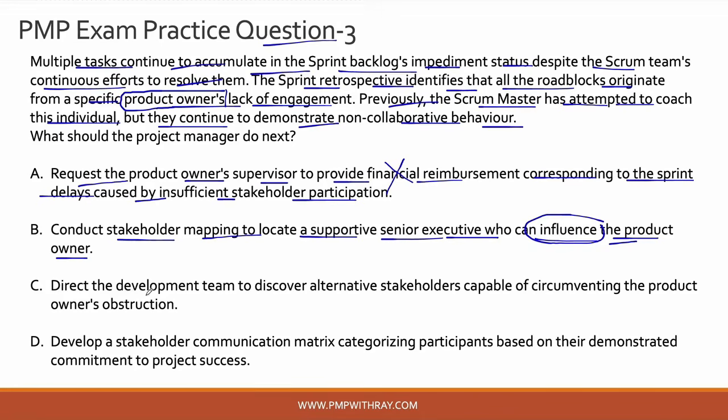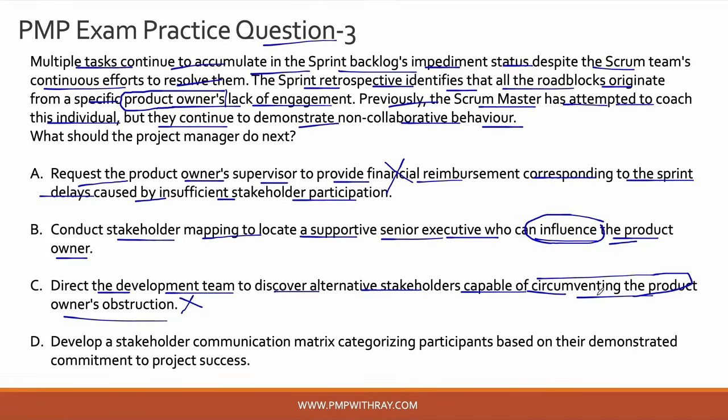However, let's look at option C. Direct the development team to discover alternative stakeholders capable of circumventing the product owner's obstruction. Again, this is something which ideally you should not do. If you circumvent the product owner's obstruction and try to do it yourself, then again, you are not being able to make that role or that person accountable, and you can't bypass a product owner and start taking decisions yourself just because your product owner is not getting engaged.